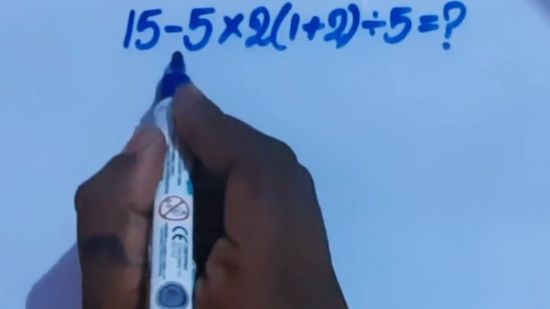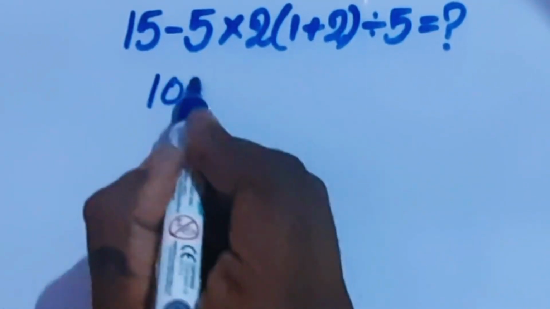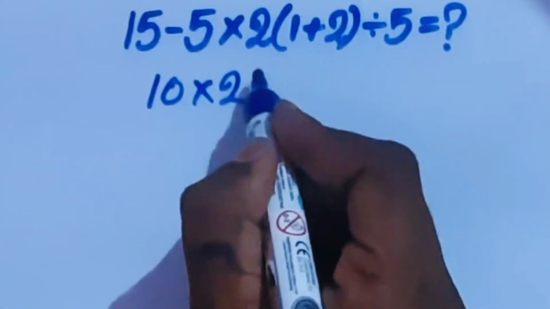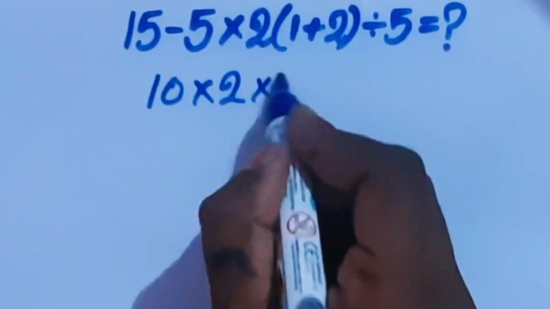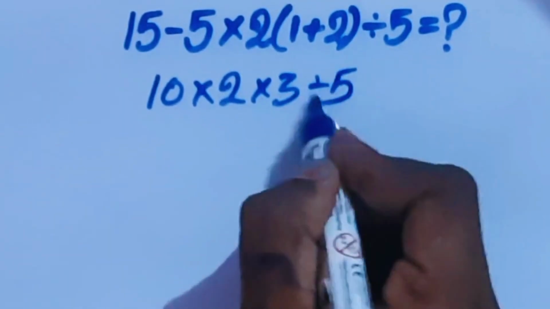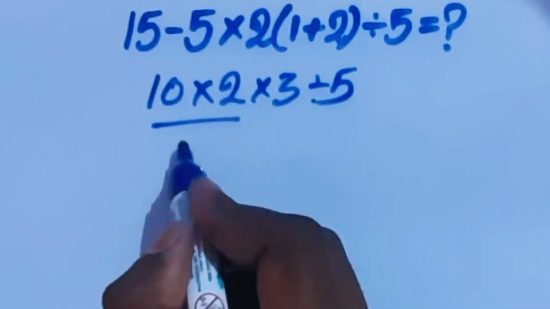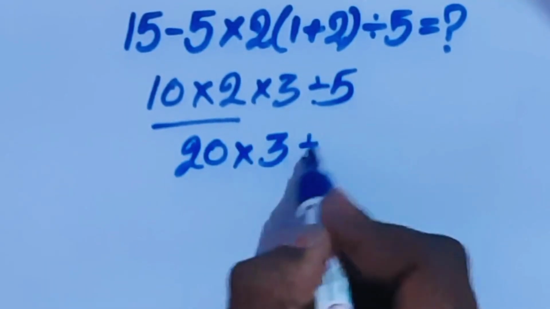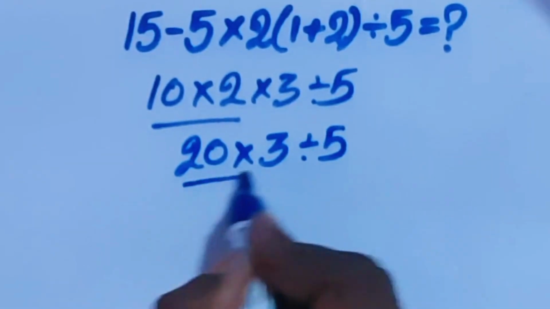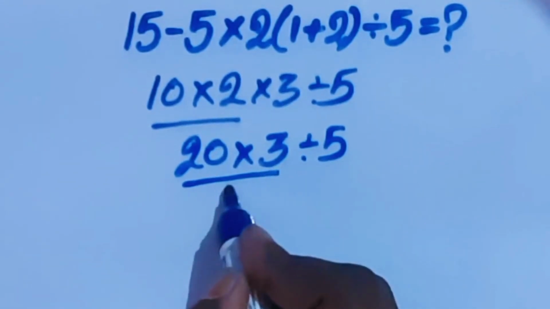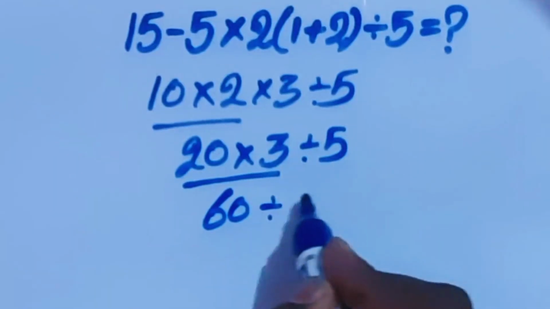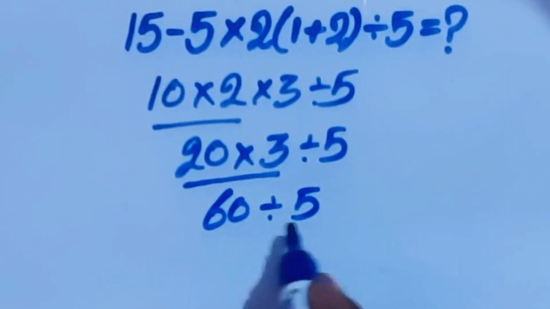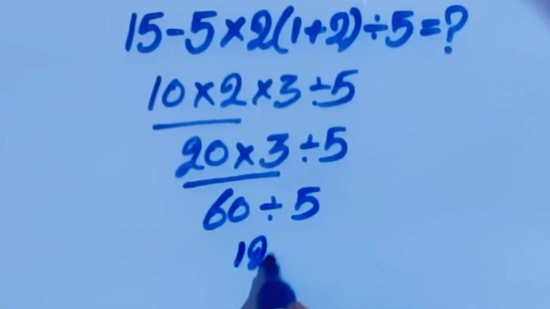Hi guys, here 15 minus 5 is 10 times 2. This bracket is 1 plus 2 is 3 divided by 5. Now 10 times 2 is 20 times 3 divided by 5. Here 20 times 3 is 60 divided by 5. Here 60 divided by 5 is 12, which is the wrong answer. As per the order of operations, this 12 is the wrong answer.